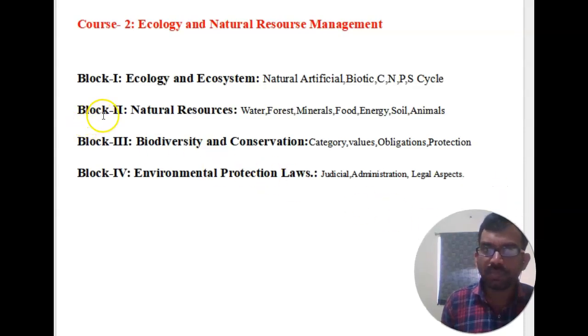And unit 2, means block 2, is natural resources. Natural resources in the sense of water, forest, minerals, food, energy, soil, animals. These are the natural resources. And block 3 is biodiversity and conservation. You can see the categories and values, obligation and protection we need to discuss. And block 4 is environmental protection laws. Especially in the environmental protection laws we need to discuss judicial, administrative and legal aspects. We need to discuss the environmental protection laws in the second paper of the first year.